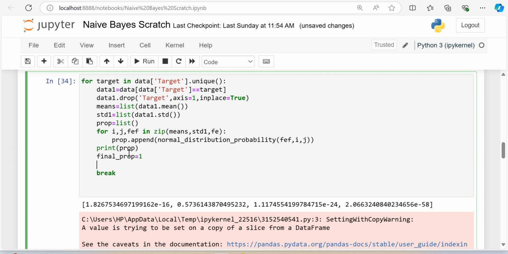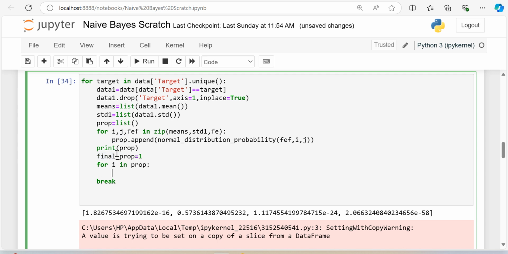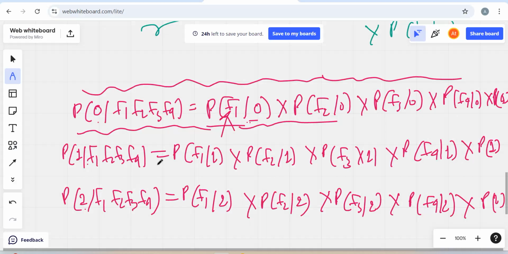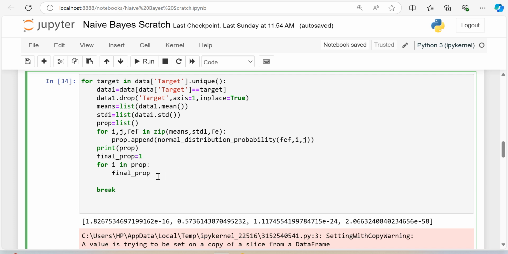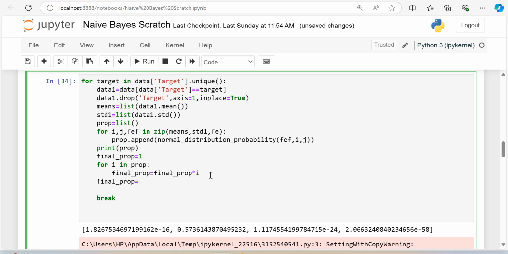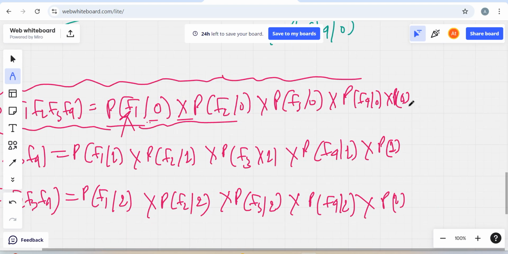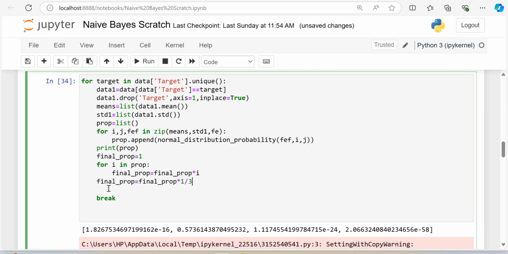is equal to 1. Then I'm writing a loop for i in, so not i, let me write something else. Either way, no problem. If you want, you can write i as well. So I'm writing i in this, and then I multiply all the probabilities. You know why you are multiplying? Because we have to multiply this one, then this one, then this one. So final probability is equal to final probability multiplied by this i, and then I also have to multiply by 1 by 3. Why multiply by 1 by 3? Because we have to multiply with the probability of 0 as well, right?